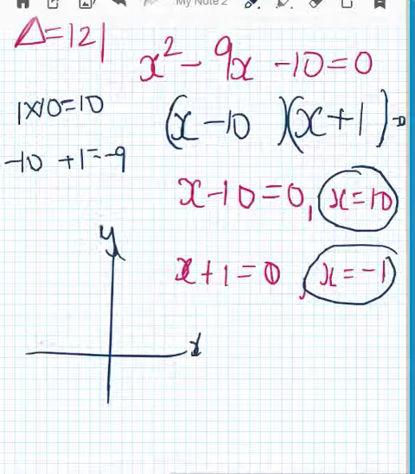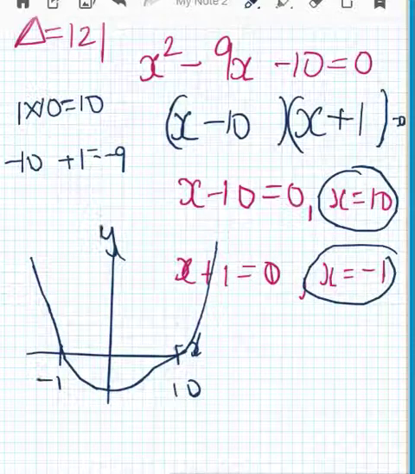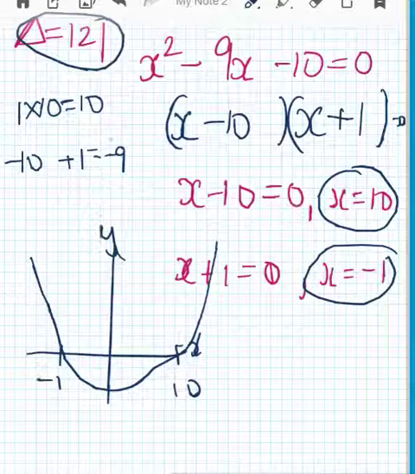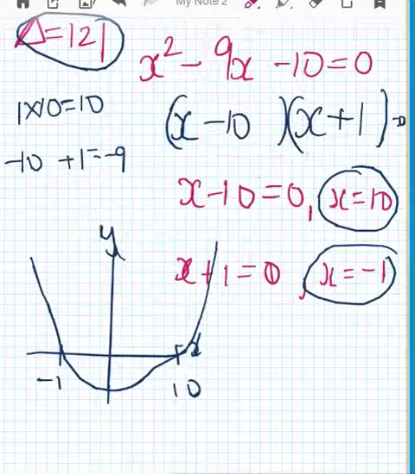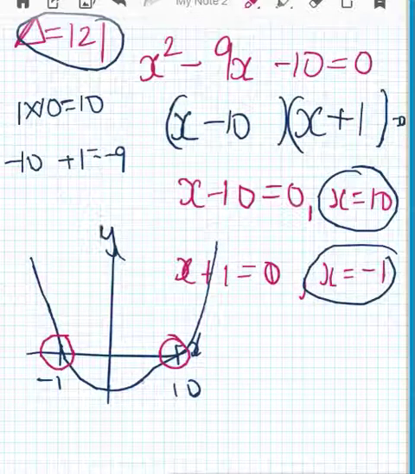So x is negative 1, and here, x is 10. And our parabola will be passing roughly just like this. Okay? And that's what we have found. And using the discriminant, because the discriminant was positive, it told us we will be having two different x-intercepts, so two solutions. And to take a step further, because the discriminant was a perfect square, 121 is a perfect square, it was telling us also that our solutions are rational numbers, not surds.